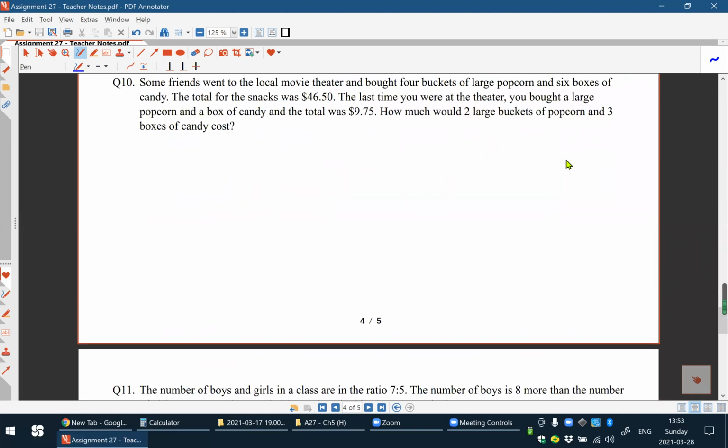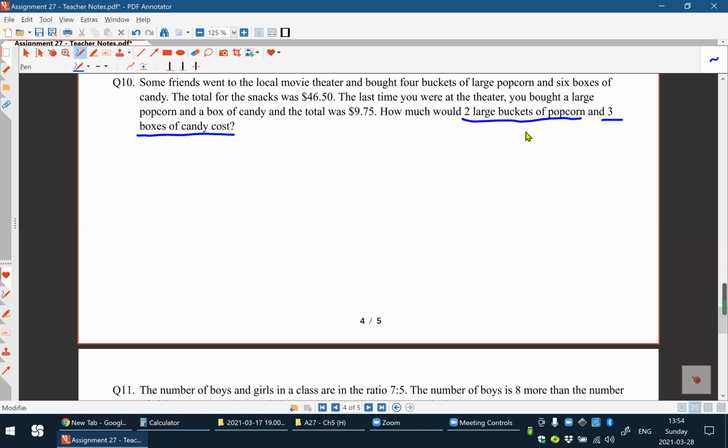Some friends went to the local movie theater and bought 4 buckets of large popcorn and 6 boxes of candies. The total for the snacks was $46.5. The last time you were at the theater, you bought a large popcorn and a box of candy, and the total was $9.75. How much would 2 large buckets of popcorn and 3 boxes of candy cost? Okay, so here we want to find the total price of 2 large buckets of popcorn and 3 boxes of candy.